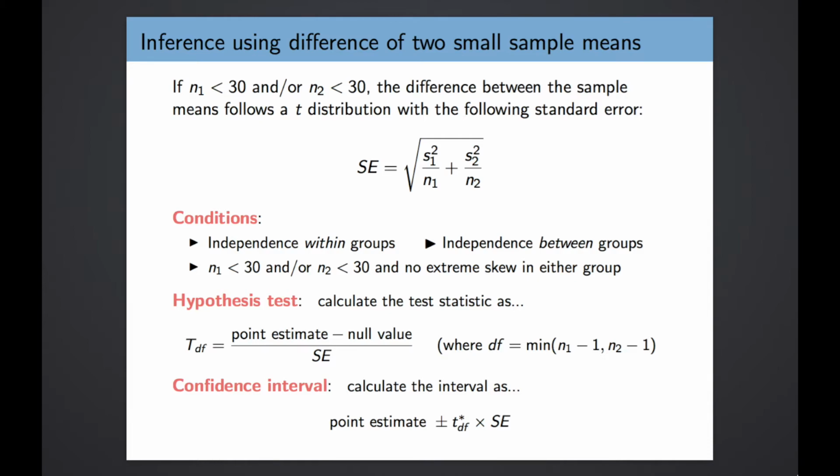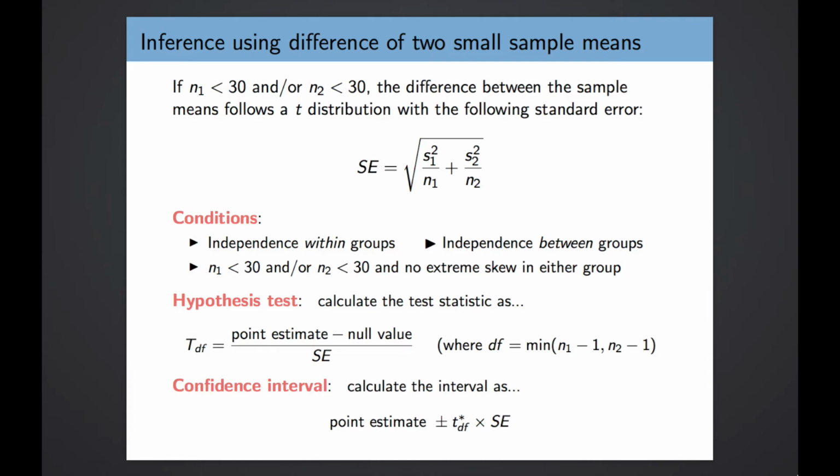There are some conditions that we need to take into account. We need to have independence of observations within our two groups, as well as independence of observations across those two groups. So those are conditions that we talked about in the last lecture. And of course, this is the approach that we're going to be using if one or both of our sample sizes is less than 30. We also want to make sure that neither distribution is extremely skewed. So to do the hypothesis test, we're going to calculate our t-test statistic by taking the point estimate minus the null value divided by the standard error.